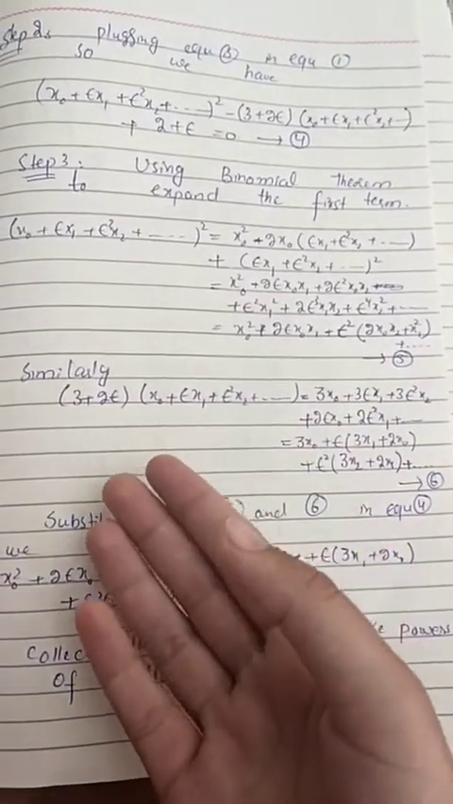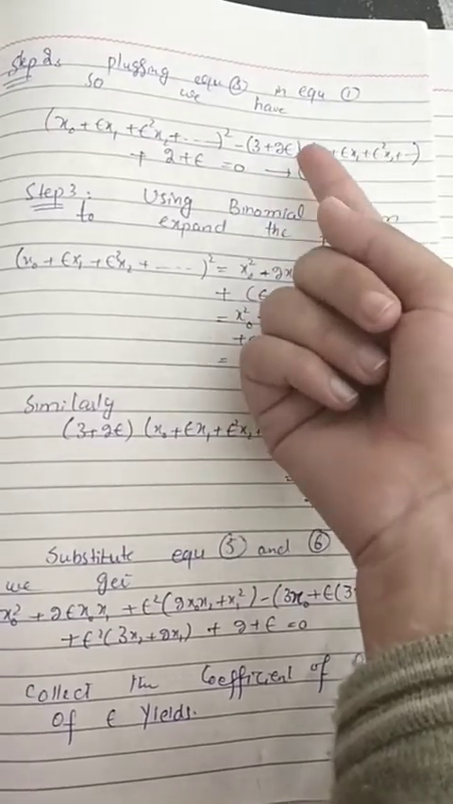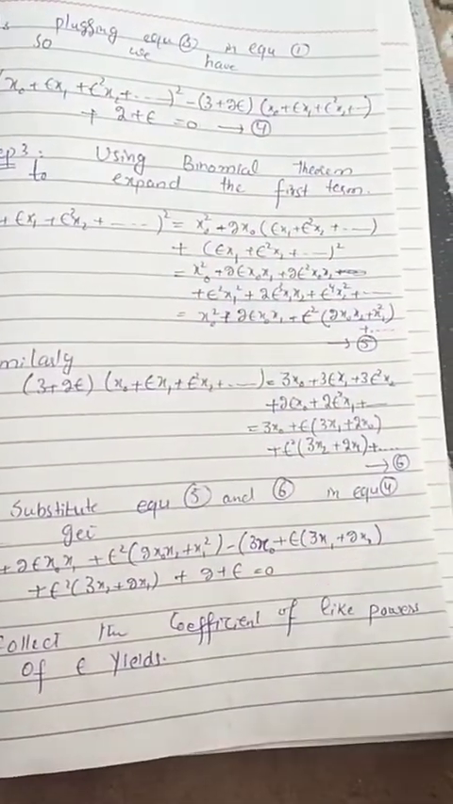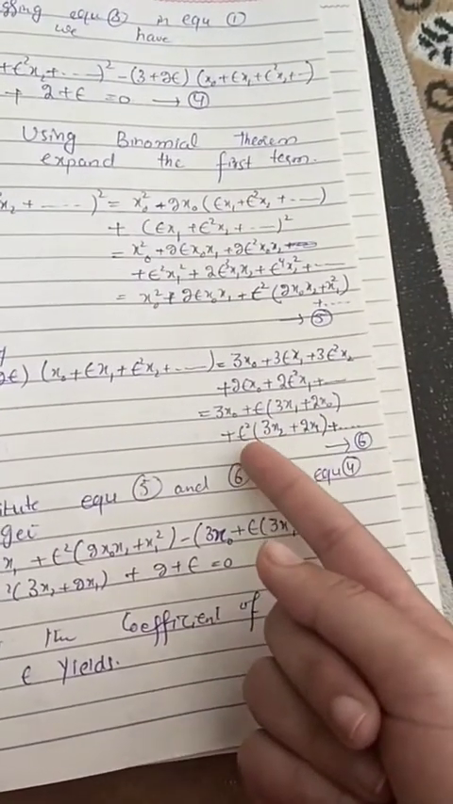Similarly, you can see that 3 plus 2 epsilon and this one. Now we multiply both these terms. After calculation and simplification, we get the following equation 6.